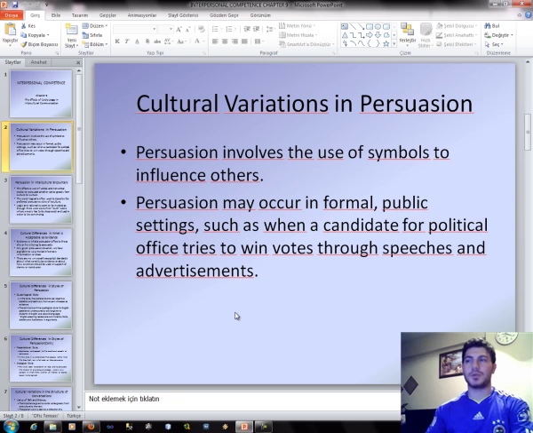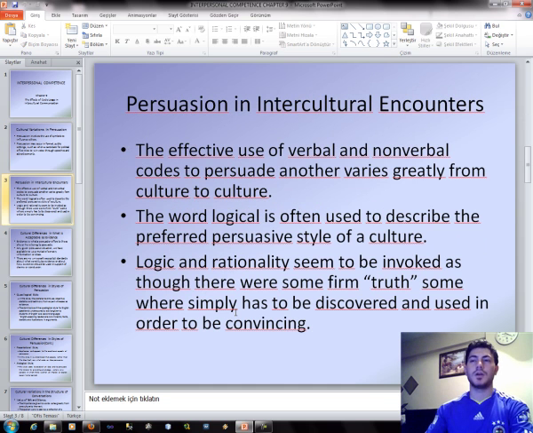Cultural relations in persuasion. Persuasion involves the usage of symbols to influence others. Persuasion may occur in formal public settings, such as when a candidate for political office tries to win votes through speeches and advertisements. Persuasion in intercultural encounters. The effective use of verbal and nonverbal codes to persuade another varies greatly from culture to culture.